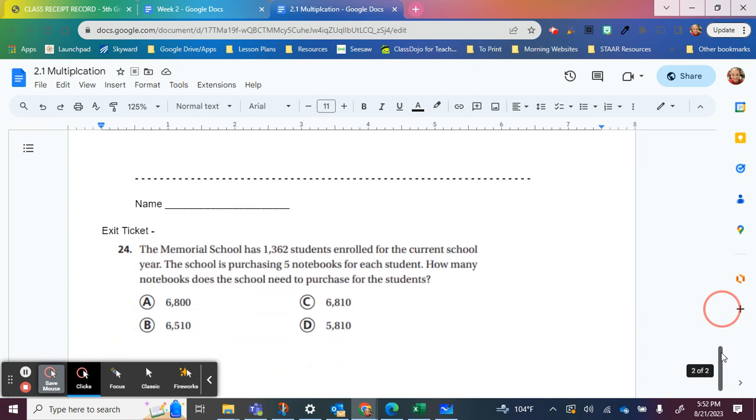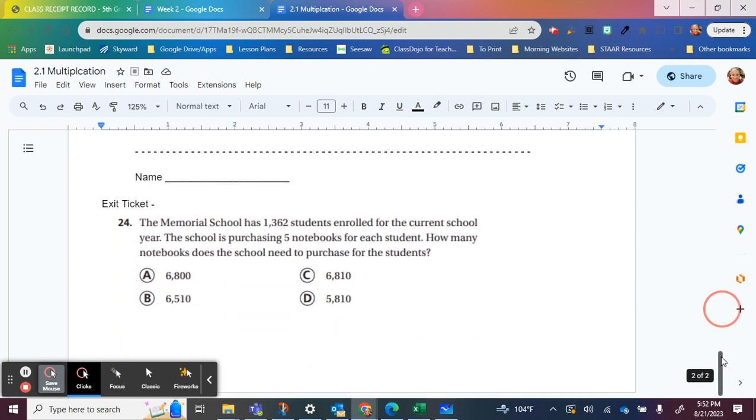And then we had an exit ticket here. The Memorial School has 1,362 students enrolled for the current school year. They're purchasing 5 notebooks for every student. So how many do they need to purchase? So students worked on that. Everybody did overall a very nice job.